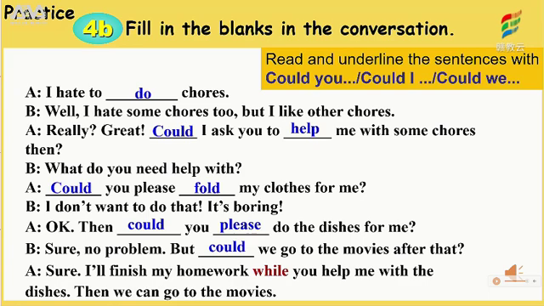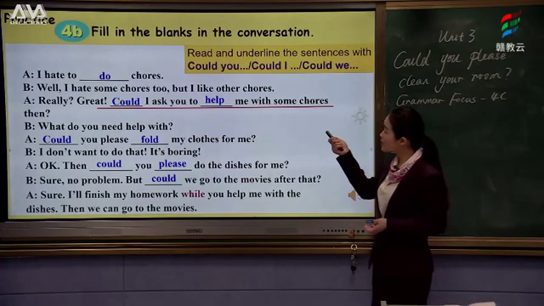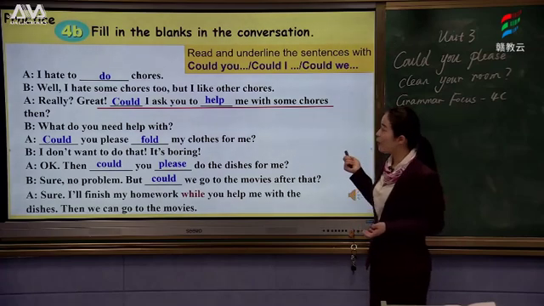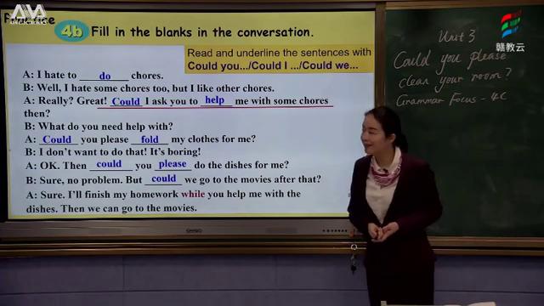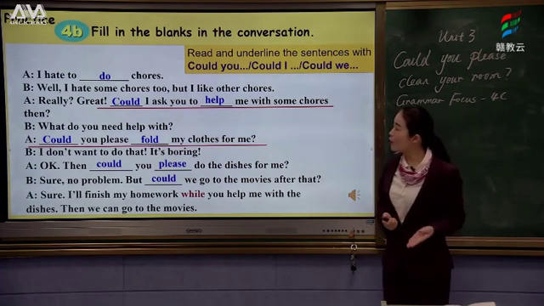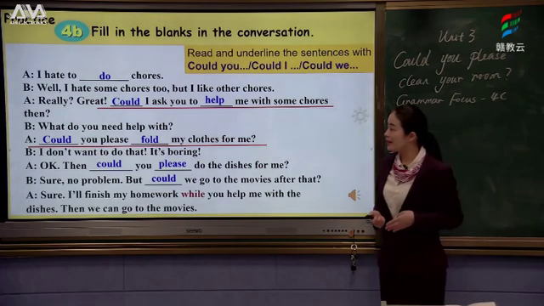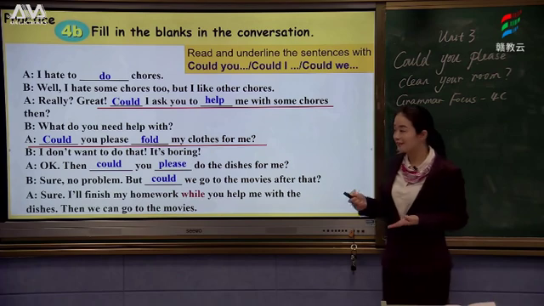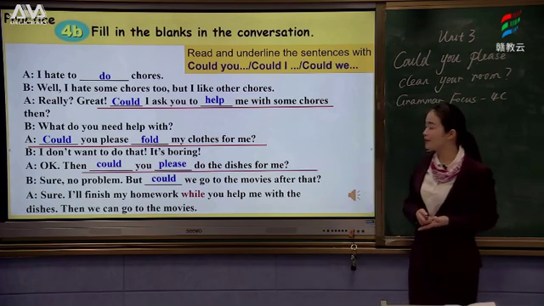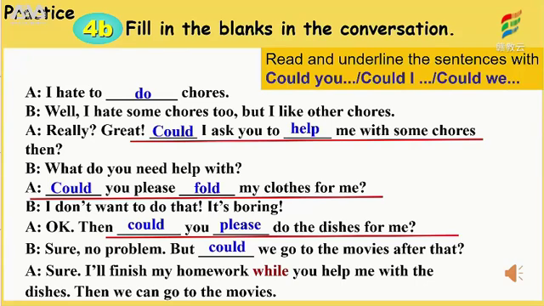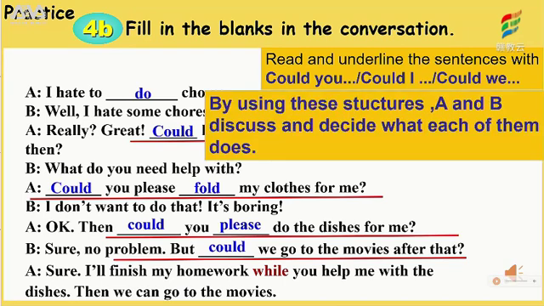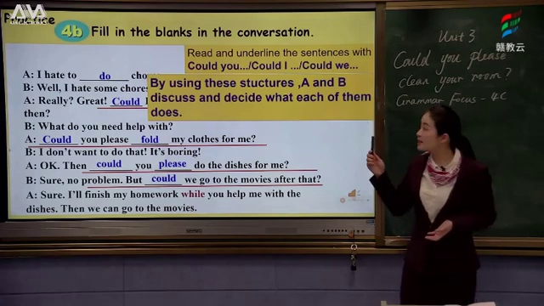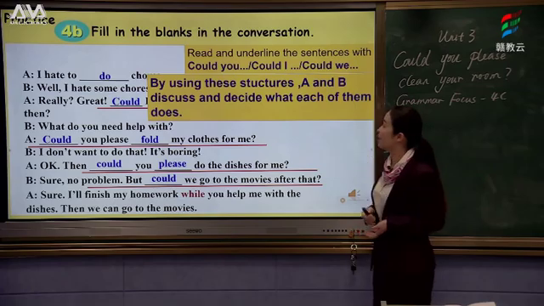Okay, now let's underline the sentences. Could I ask you to help me with some chores? Could I ask you to help me with some chores? And could you please fold my clothes for me? Could you please fold my clothes? And could you please do the dishes for me? Could you please wash the dishes? And next, could we go to the movies after that? Then we can go to the movies together. So you can see by using these structures, A and B discuss and decide what each of them does.